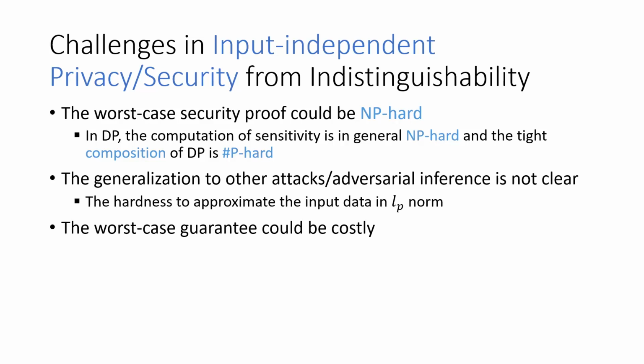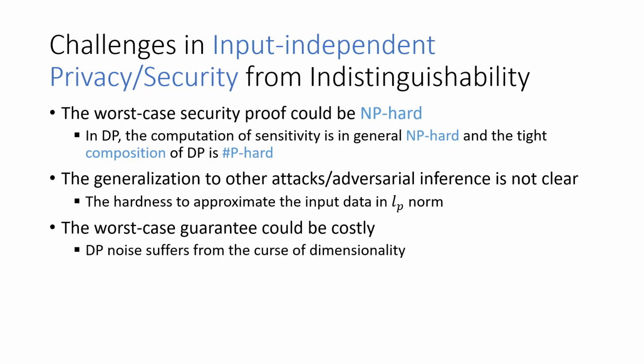The other issue here is the generalization to more general inference tasks, for example, reconstruction error, or reconstruction attack. This kind of implication or relationship is not clear. How can we use the indistinguishability results to generalize to that?